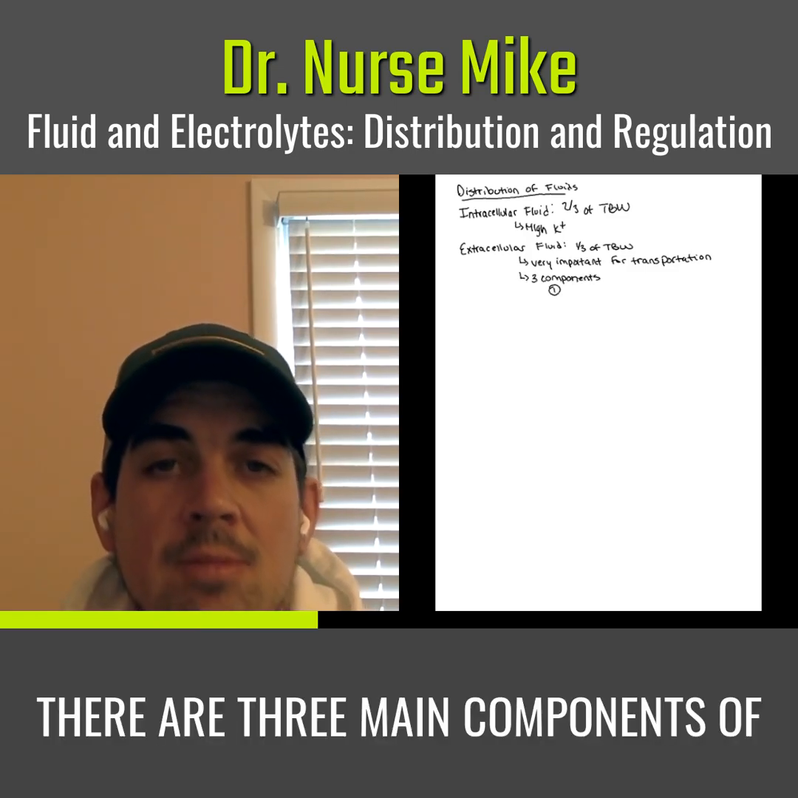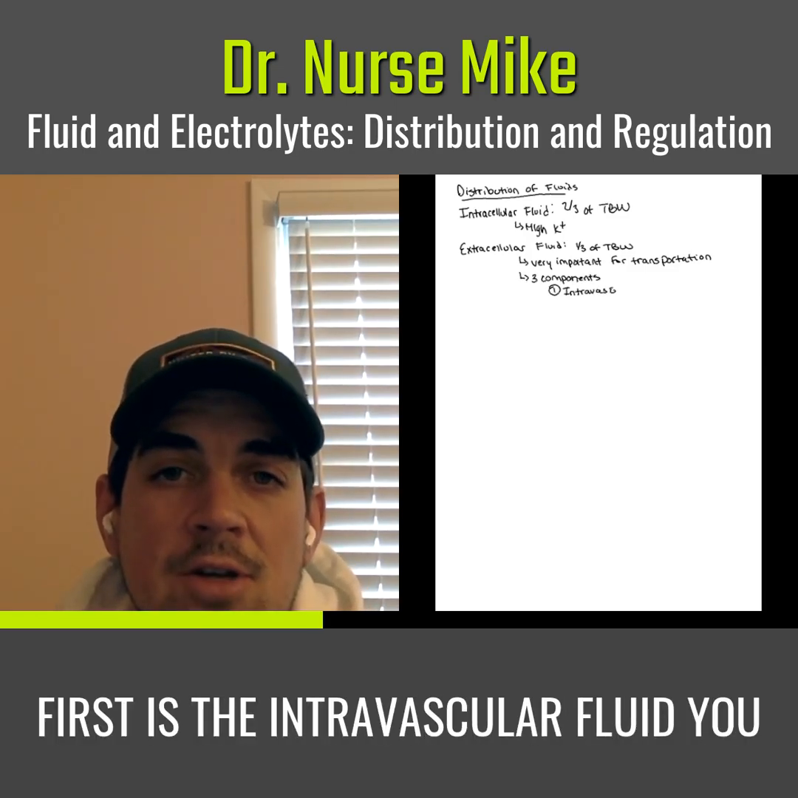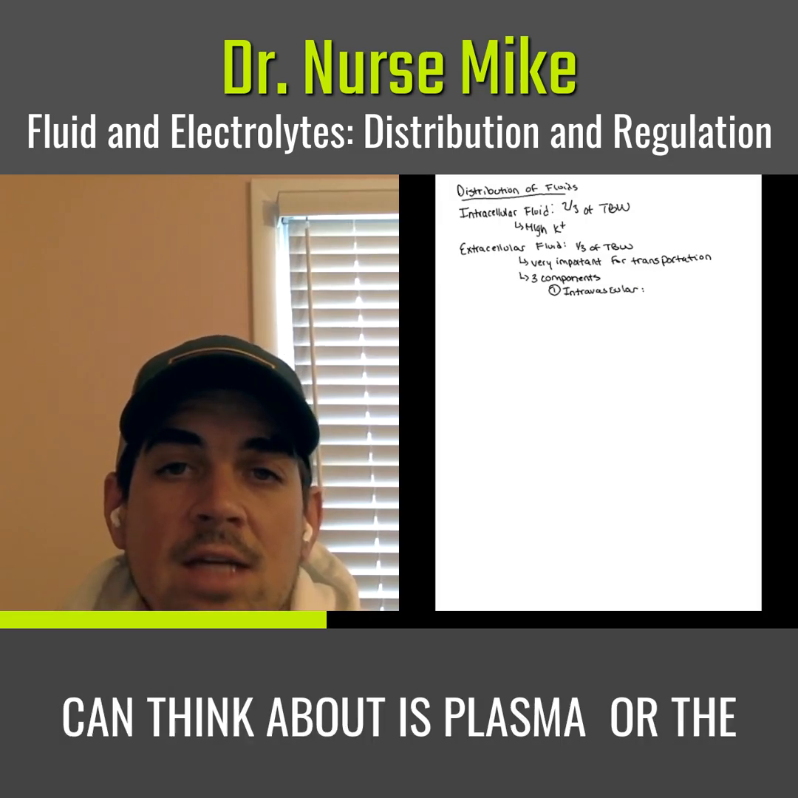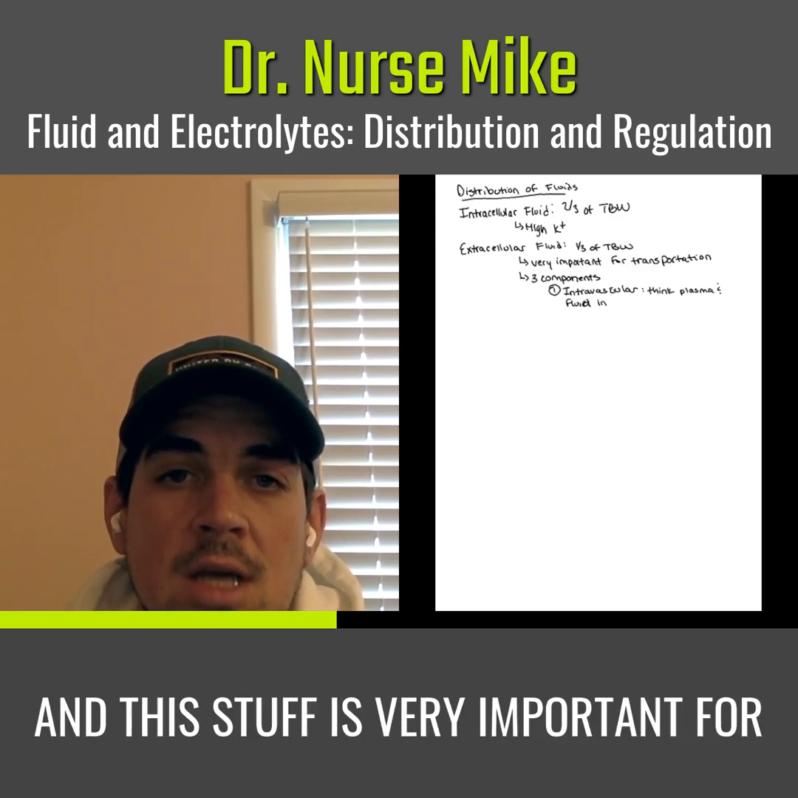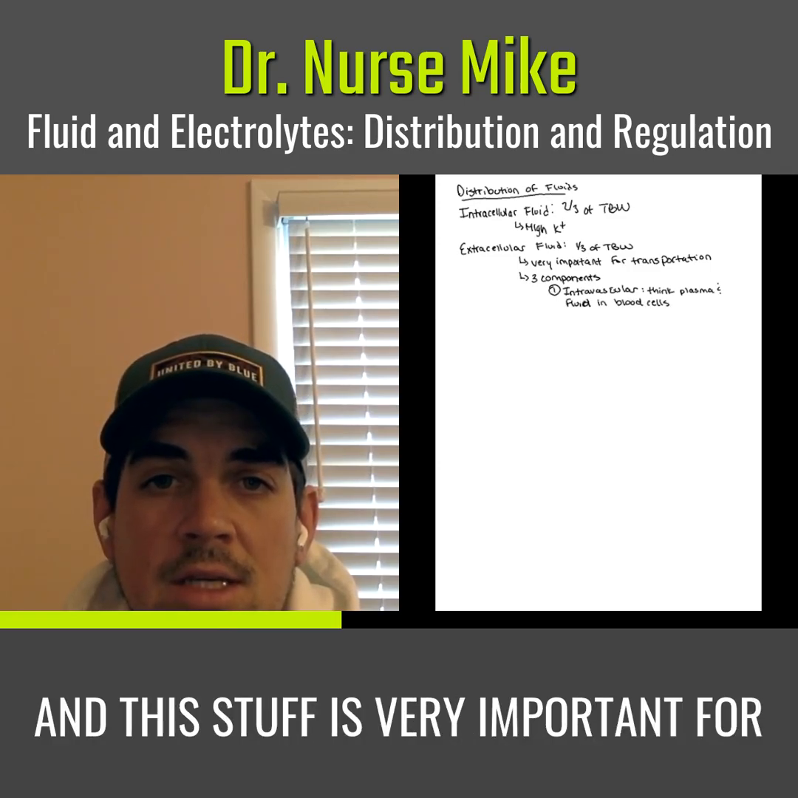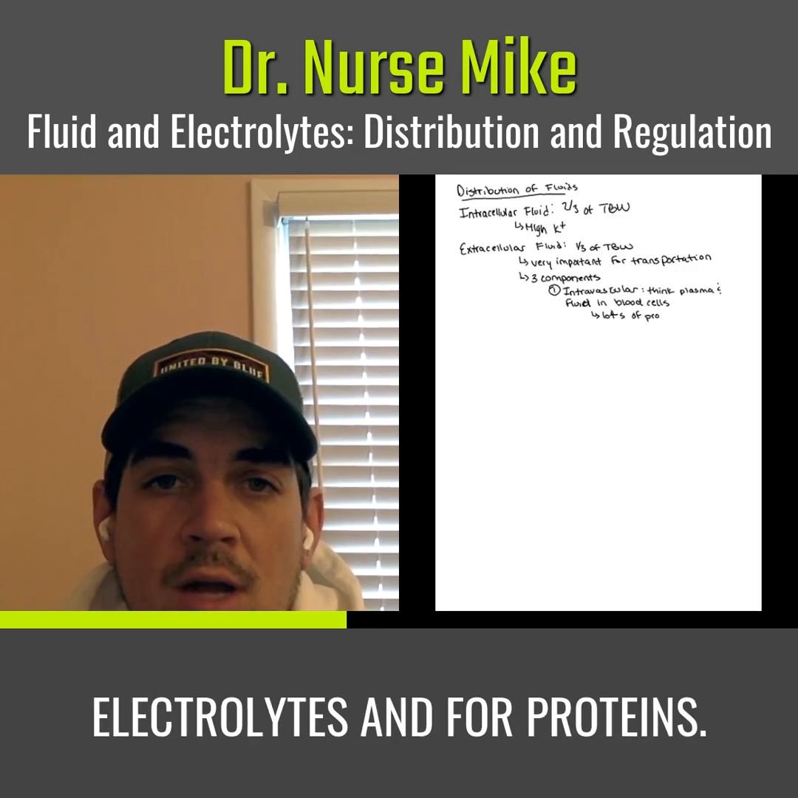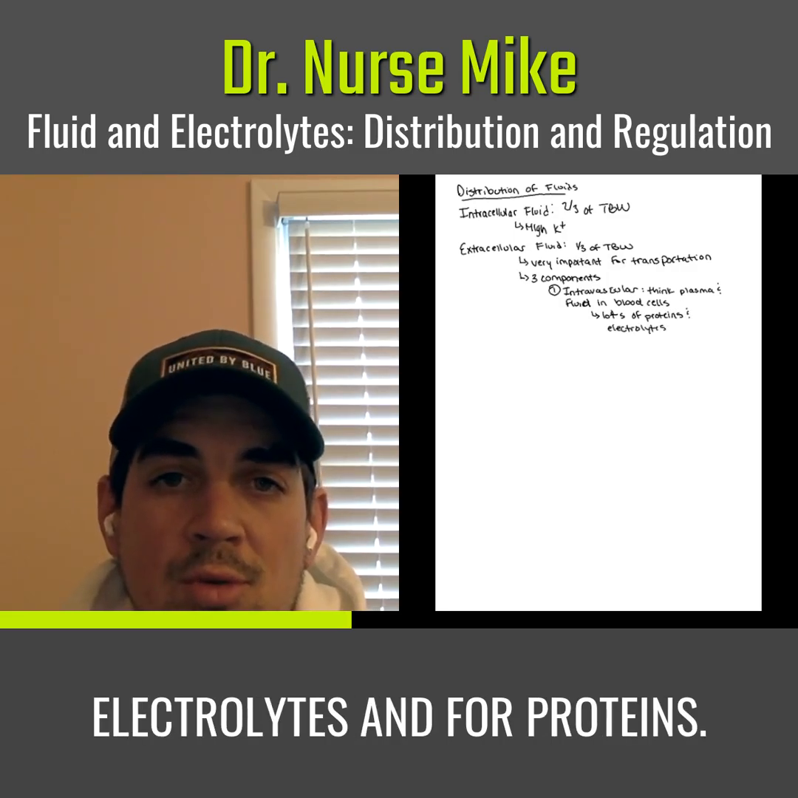There are three main components of extracellular fluids. First is the intravascular fluid. You can think of that as plasma or the fluid in blood cells. And this stuff is very important for electrolytes and for proteins.